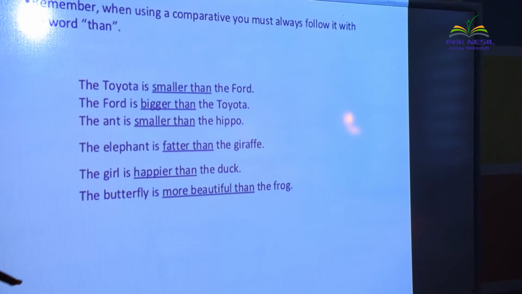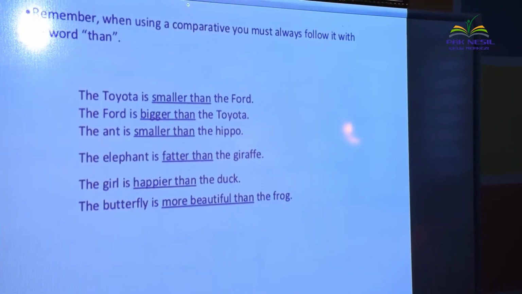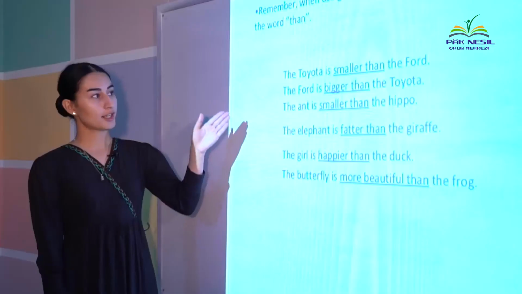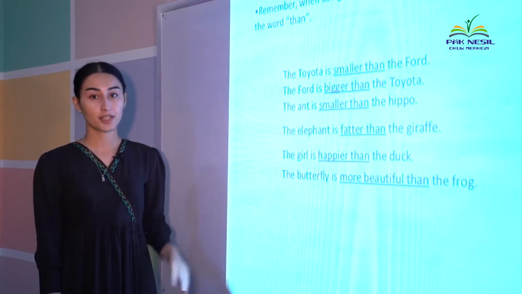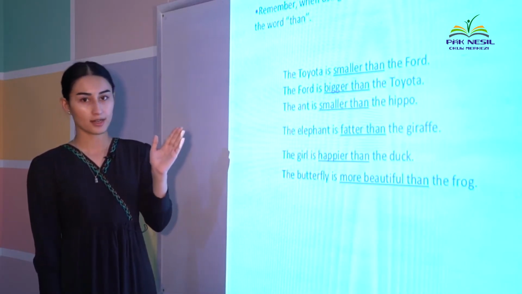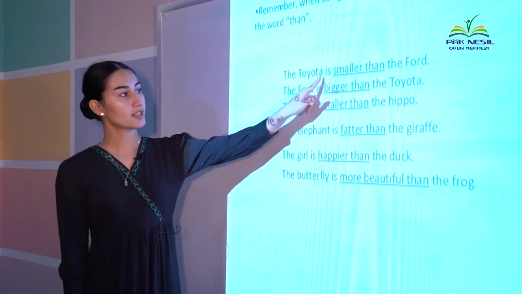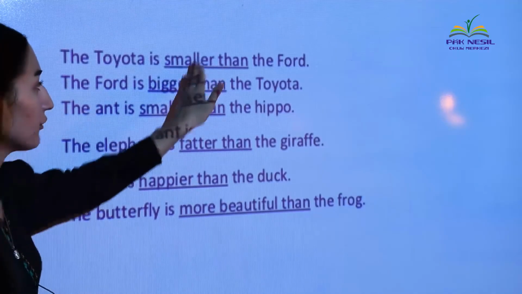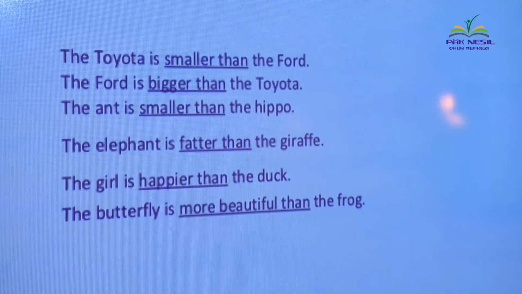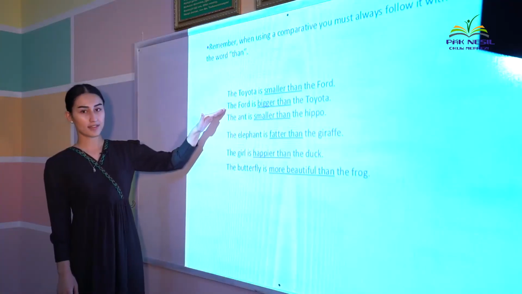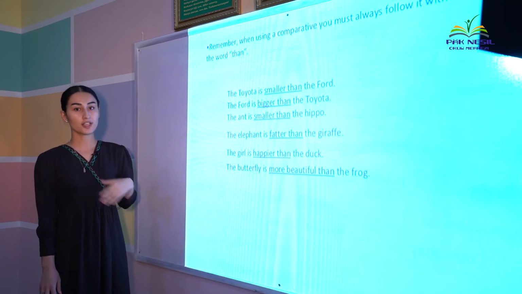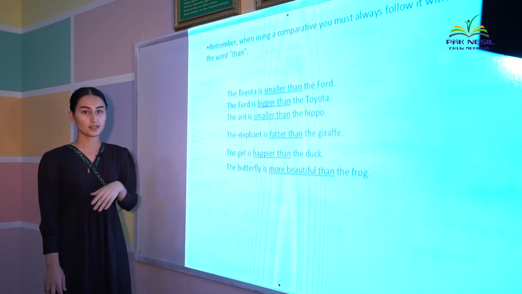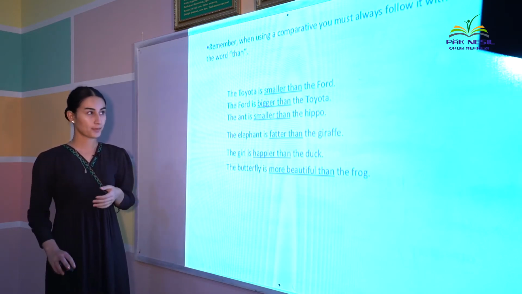But don't forget about the than when we use comparative adjective. For example, the Toyota is smaller than the Ford. Here we have to compare two cars, but here Toyota is smaller than. We don't have to forget about than after the adjective. Or second one, the Ford is bigger than the Toyota. That's why always we have to use than after the adjective in comparative.